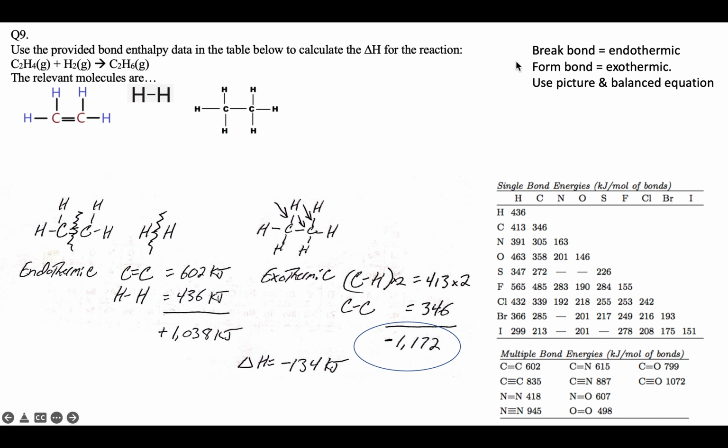I come back to my reminder here. Breaking a bond is endothermic. Forming a bond is exothermic. So anytime that I'm forming the bonds, that has to end up with a negative designation. So I'm just combining both of these, and I find it's a little bit more exothermic contribution than the endothermic, so the net change right here ends up being a negative 134 kilojoules.